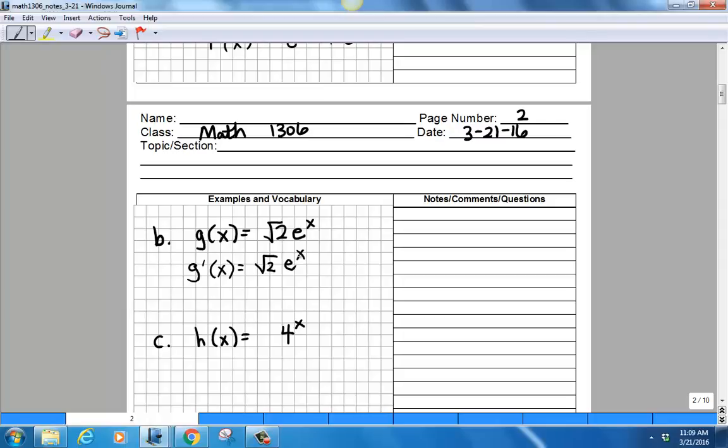What about 4 to the x? That's also an exponential function, because you have a base raised to a power. But the base is not e. 4 is not the same as e. Remember, e is about 2.718, so 4 is a little bit more than that. To find the rate of change formula, it's still very easy. You just repeat the 4 to the x power, but then you have to multiply it by something. What do you multiply it by? You remember?